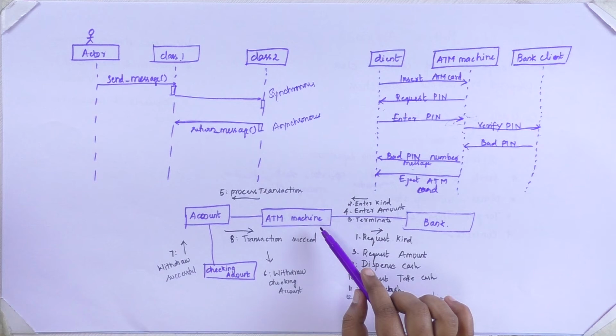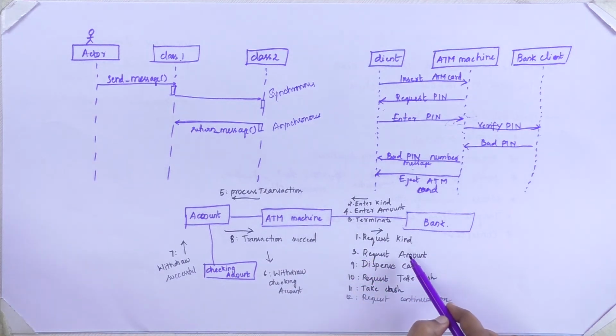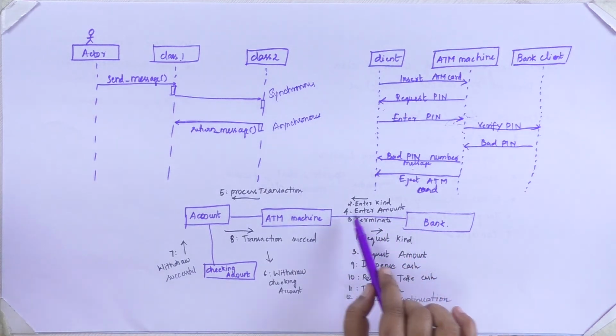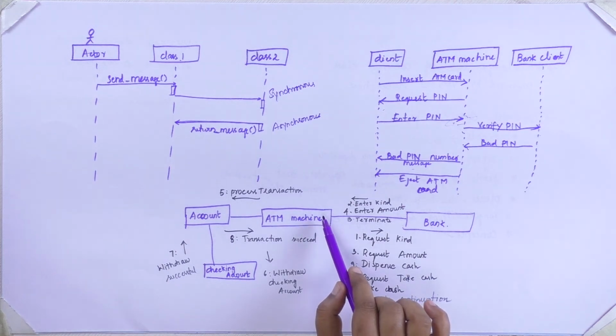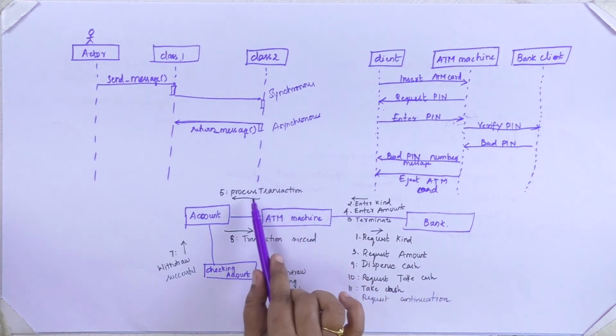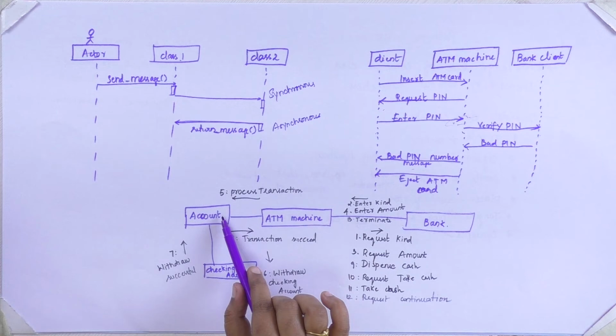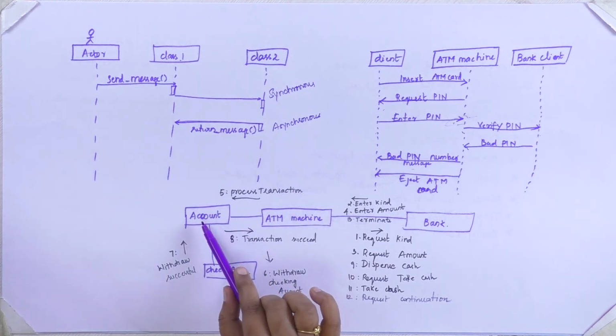So the ATM machine will be sending the message request amount. The bank will be asking you to enter the amount. After entering the amount, you will have the process transaction, so either withdrawal or deposit will happen in your account.